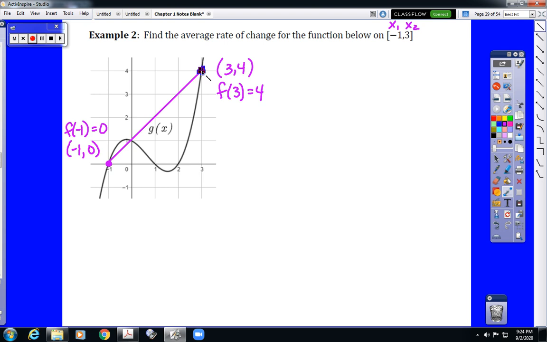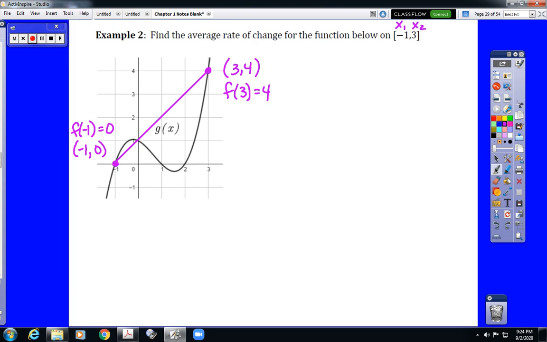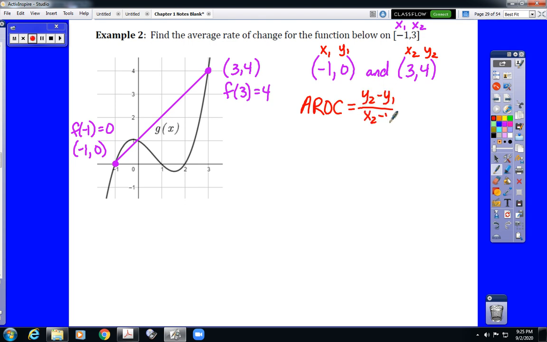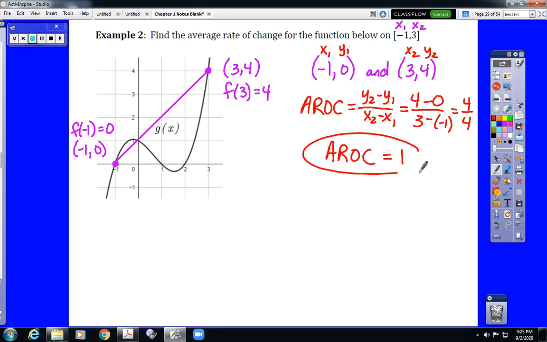So we are finding the slope of the line segment that connects those 2 points. Okay, we're finding that slope from there to there. So our 2 points are -1, 0 and 3, 4. And all we have to do is our average rate of change, x1, y1, x2, y2, and we do the slope. The average rate of change is y2 minus y1 over x2 minus x1. That is 4 minus 0 over 3 minus -1, or 4 divided by 4. So the average rate of change on that interval is 1.